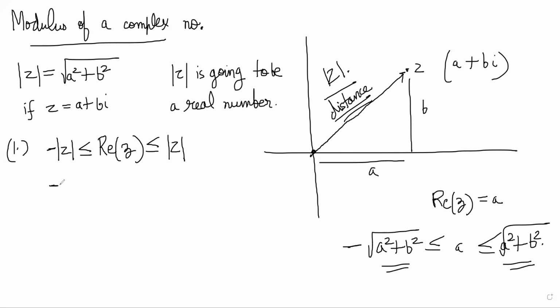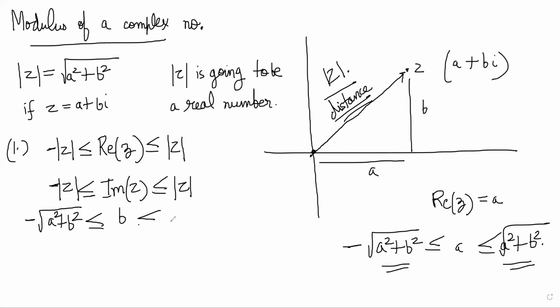Similarly, you can also say that minus of mod z is less than equal to imaginary part of z is less than equal to mod z. Again, this is true because this is b and this is minus root over a square plus b square, and this inequality is true. This property is useful sometimes, so you should write it down or make a note of it.